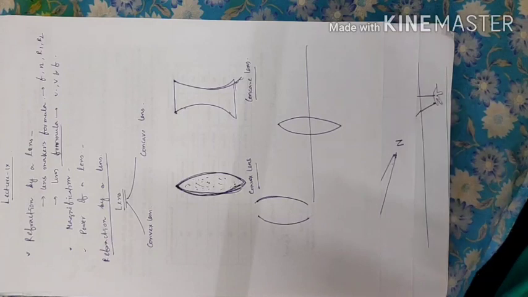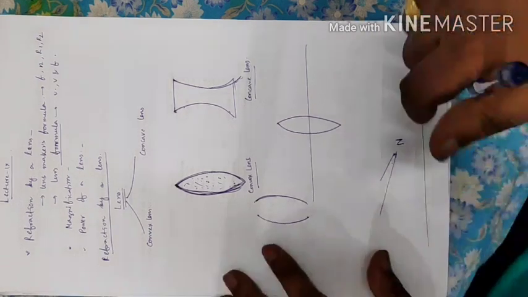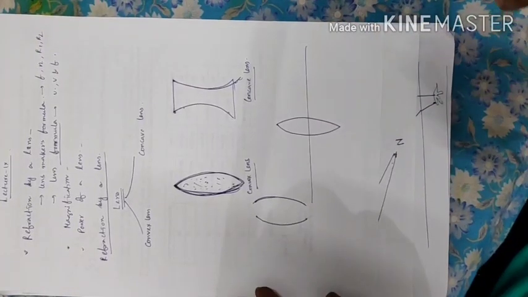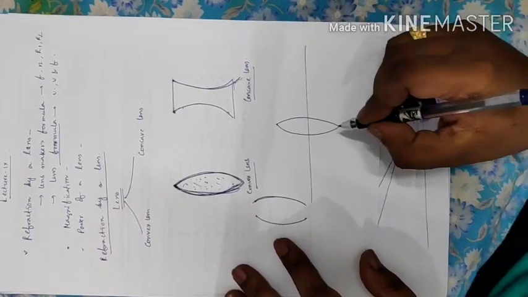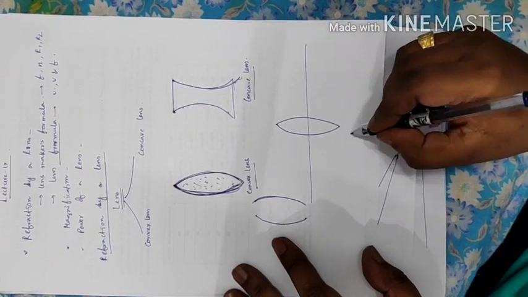Two rays from the object should intersect at a point, and that point is your image of that object. Like we have seen in case of mirror, concave and convex, let us see how the image is formed.